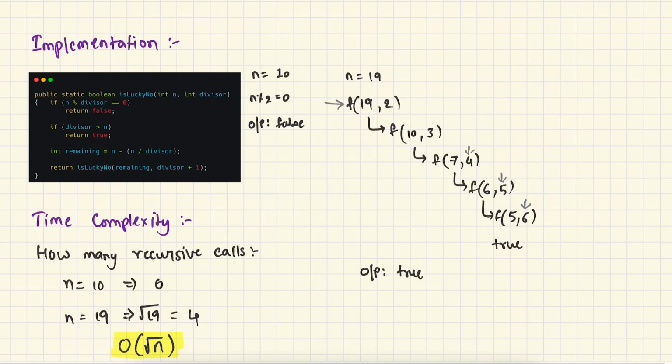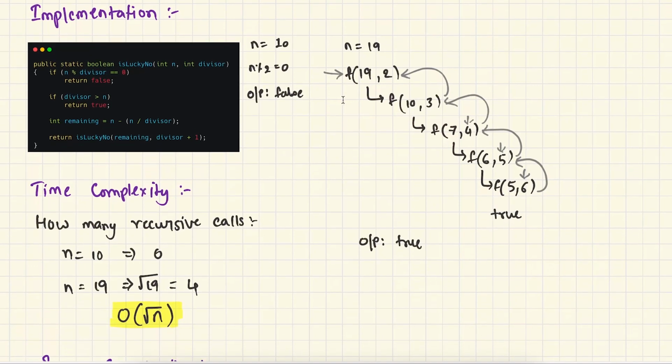Okay. So this last function returns true to its parent. This parent returns true to its parent and so on and so forth. And this way we get our result as true. It means 19 is a lucky number. So far so clear. So now let's move on to time complexity.